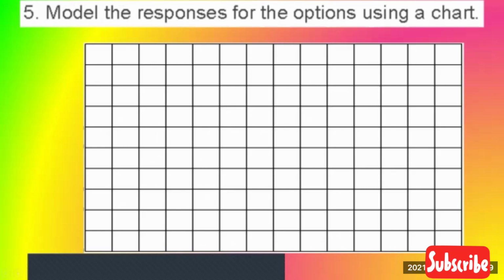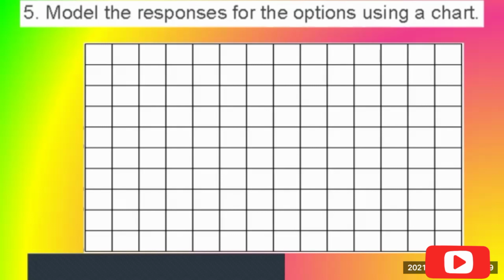And now we are at the 5th question, where it asks us to model the responses for the options using a chart. And I have a grid here because I plan to use a bar graph. So I'm going to use a bar graph where I'll be putting the options on. So I'll be using a double bar graph.